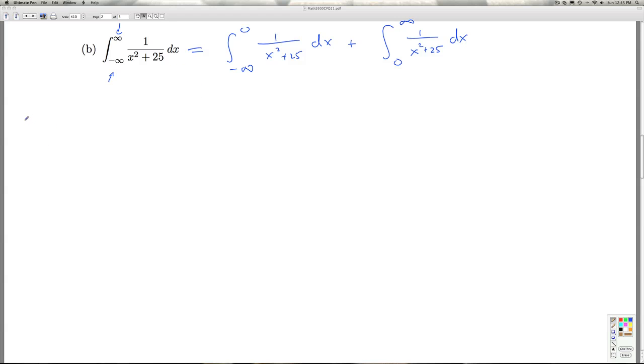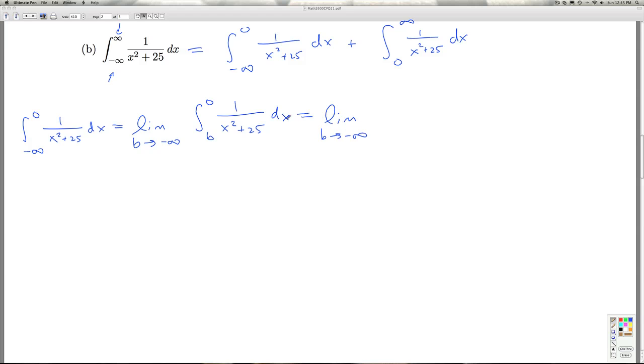So let's just look at the first integral from minus infinity to 0, 1 over x squared plus 25 dx. We're going to replace what's improper here with the limit, and in this case the lower limit is going to negative infinity, of the integral from b to 0, 1 over x squared plus 25 dx. We recognize this as the arctangent. So this would be 1/5 arctangent of x over 5 evaluated from x equals b to x equals 0.